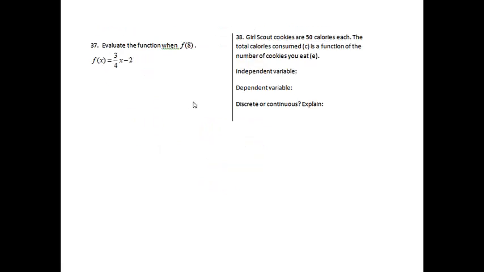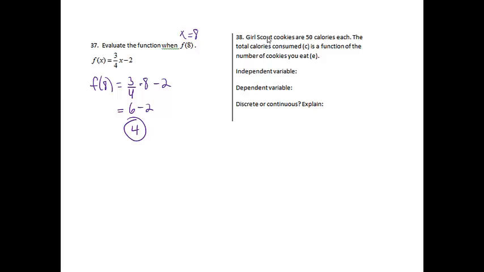Okay, number 37, evaluate the function when f of 8, or we could say when x equals 8, that's kind of weird wording. So we have f(x) = 3/4 x - 2. So wherever we see an x, we will put an 8. So we'll have f(8) = 3/4 × 8 - 2. So then we'll have 3/4 times 8 is 6, minus 2 is 4. So my answer would be 4.